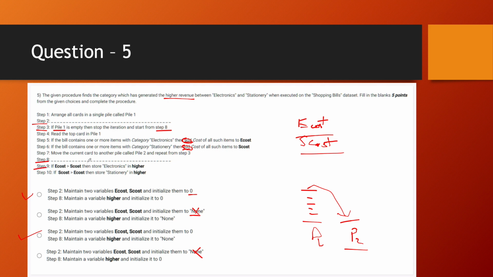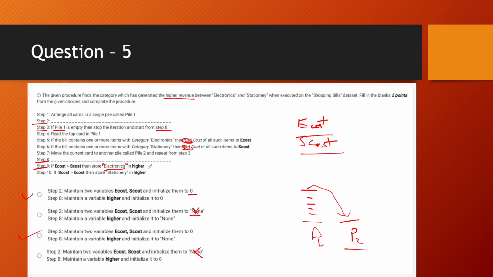So step 9 states that if E cost is greater than S cost, then store electronics in higher. So you see, electronics is given in quotes, and also electronics is a set of alphabets, which means that it's a string. So can you store a string in, say, 0? Can you store a string in a number? Well, that's not possible, because you can only store a string in a none value, because electronics is not a number. It's just a string, and it is a set of words or a set of letters.